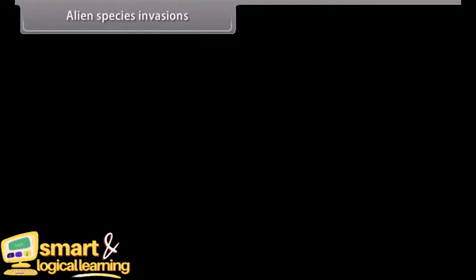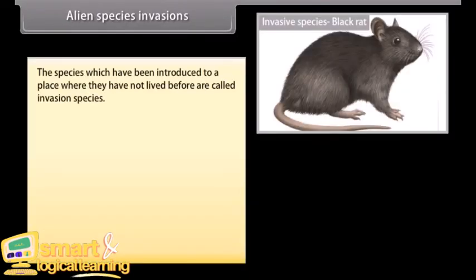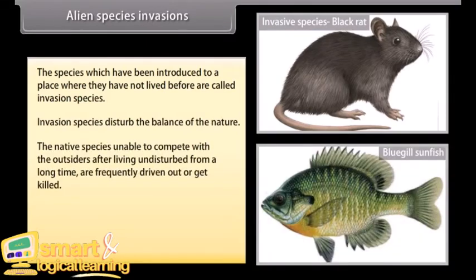Alien species invasions. The species which have been introduced to a place where they have not lived before are called invasion species. Invasion species disturb the balance of nature. The native species, unable to compete with the outsiders after living undisturbed for a long time, are frequently driven out or get killed.